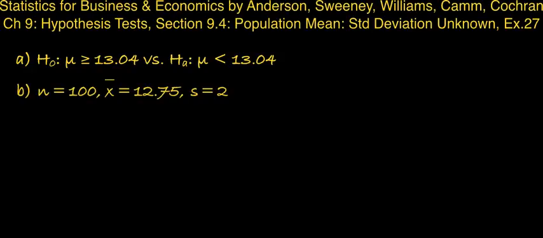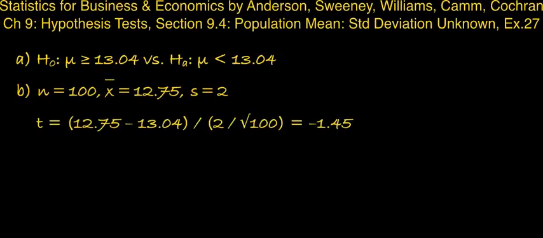So first we'll write down our sample data. Sample size n is 100, sample mean x bar is 12.75, sample standard deviation s is 2, and then we'll use that sample data to calculate our test statistic, which will be a t-statistic in this case, since we don't know what the population standard deviation sigma is. So if we plug our numbers into our formula there, we get minus 1.45 for our test statistic. And then the p-value will be the tail area to the left of minus 1.45, since this is a lower tail test.